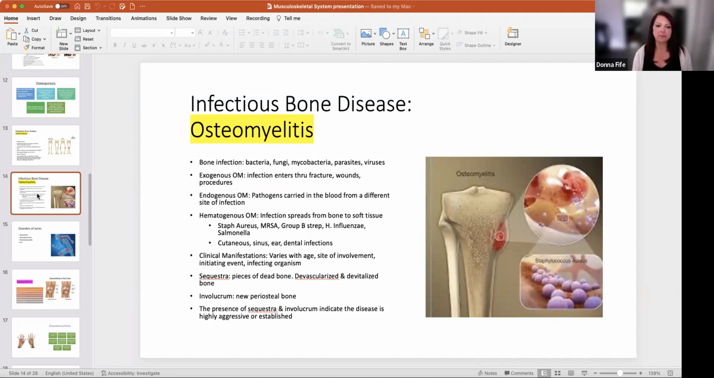Now, sequestra are pieces of dead bone that are devascularized and devitalized, and involucrum is new periosteal bone. So when there's the presence of sequestra and involucrum, this indicates the disease is highly aggressive or established.